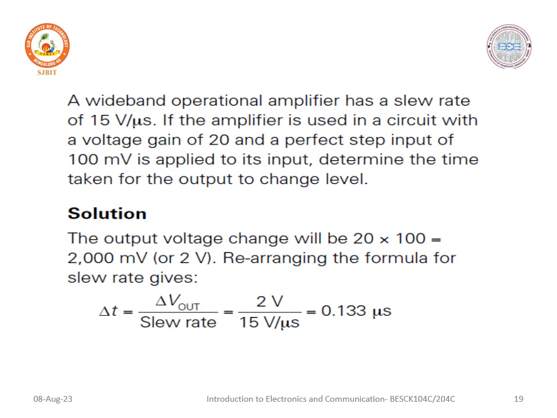This is another example. Slew rate is given as 15 volts per microsecond and the output voltage change is 2 volts. What is the time? We can rearrange the formula: delta T is delta V out by slew rate, so 2 volts by 15 volts per microsecond, so we can write 2 by 15, which is 0.133 microsecond.